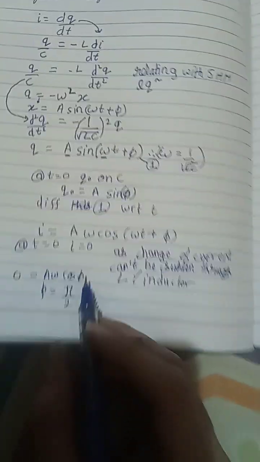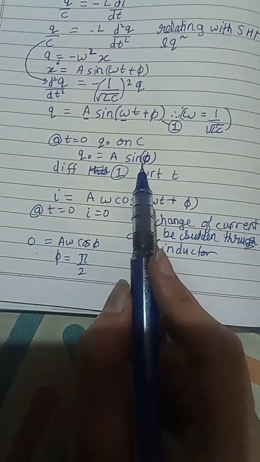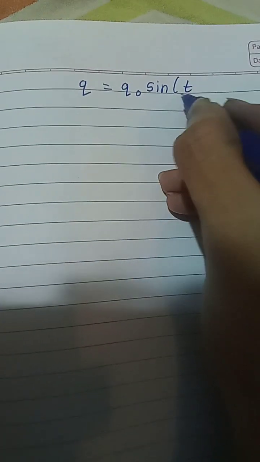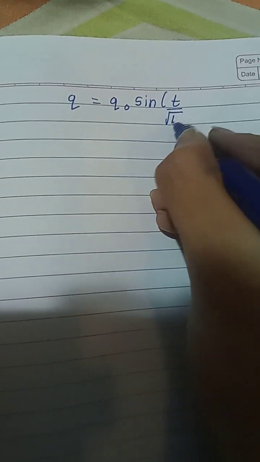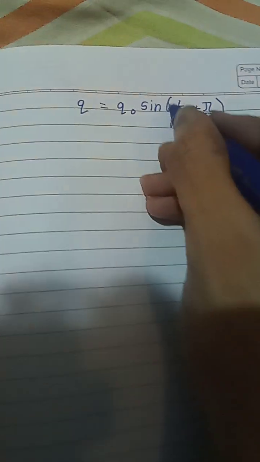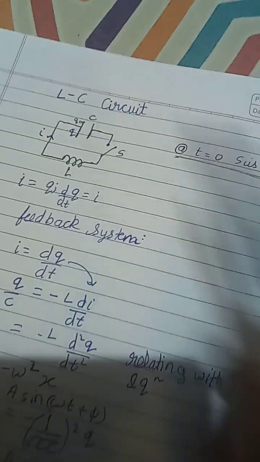We can just use phi equals pi by 2 and put it here. We will get sine pi by 2, which is 1. A is q naught, so we can write the general equation for q, which is q naught sine omega t plus pi by 2, where omega is 1 by root LC, so t by root LC plus pi by 2. That's it. That's our equation of q, which is the charge on the capacitor as a function of time.